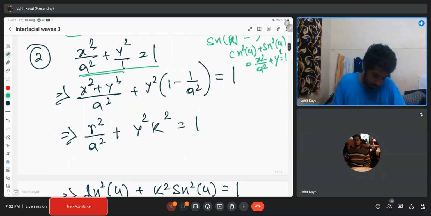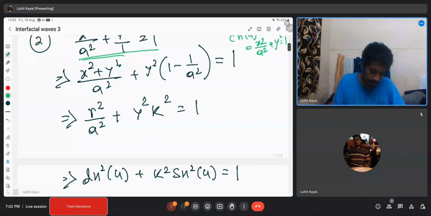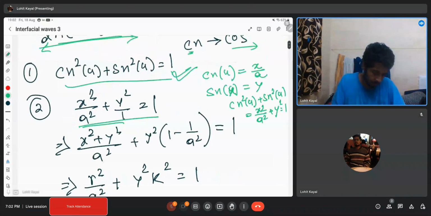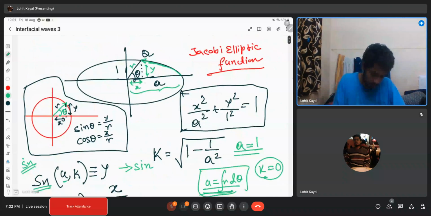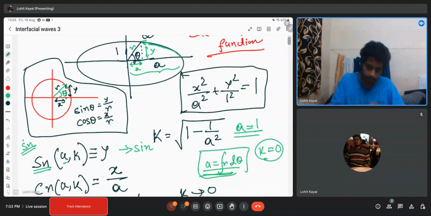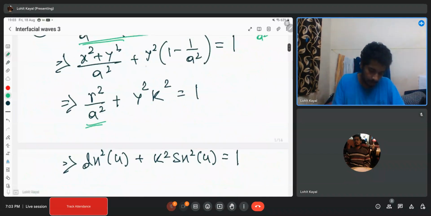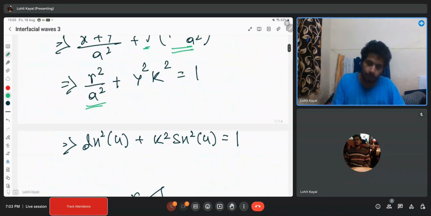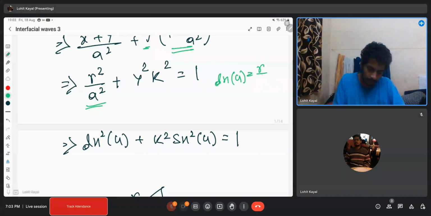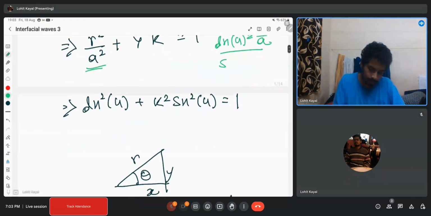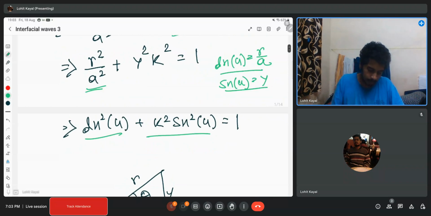Okay. Now, if you modify this equation, if you add x y square by a square and subtract it, you will get x square plus y square. So remember the image, this is r. So r is obviously x square plus y square. So it will be r square by a square plus y square, and this is k square. And what is r over a? dn of u is r by a, and y is sn of u. So dn square u plus k square sn square u equal to 1.